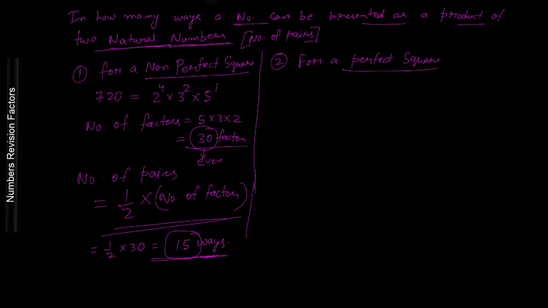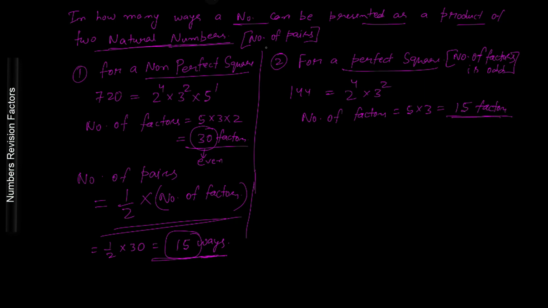But for a perfect square, the number of factors is odd. So here there is one more clarity that you need to have. Number of factors is odd. So what you should do is be very careful here. Let's take an example, 144. 144 is 12 square, 2 to the power 4 into 3 square. So the number of factors is 5 into 3, that is 15 factors, right? So how do I find the number of pairs, the number of ways to present it as a product of 2 numbers? Can I take 15 by 2? Now 15 by 2 is 7.5. Now this is a trouble. You can't have a number of pairs in fractions.